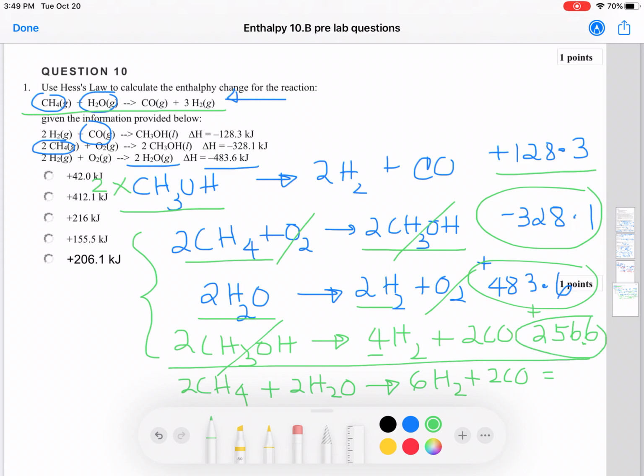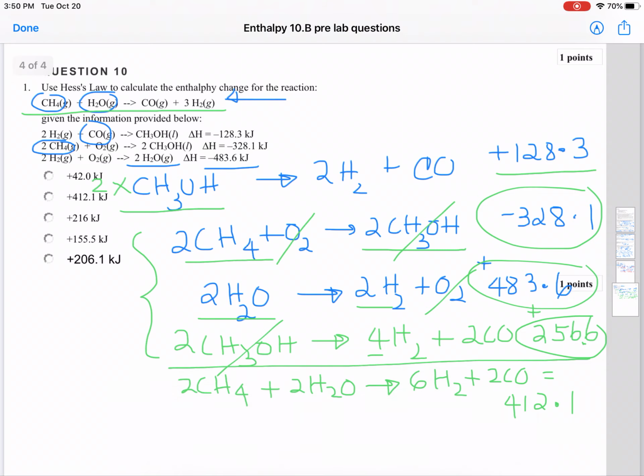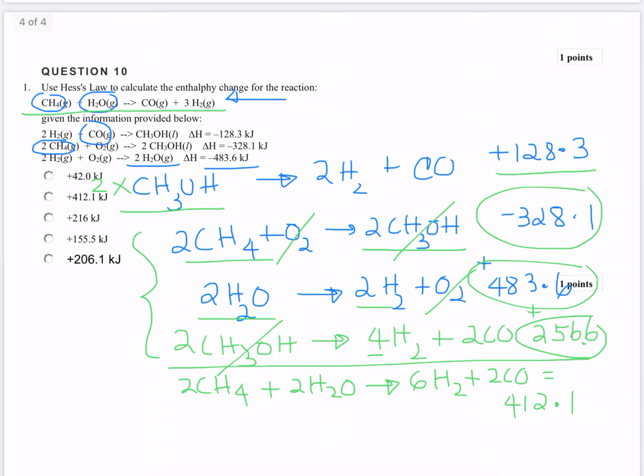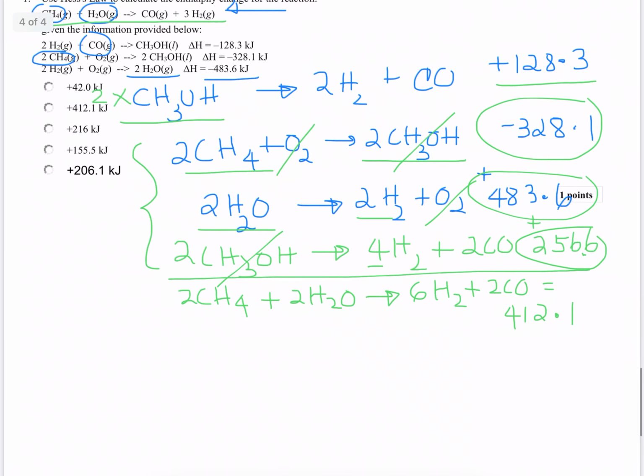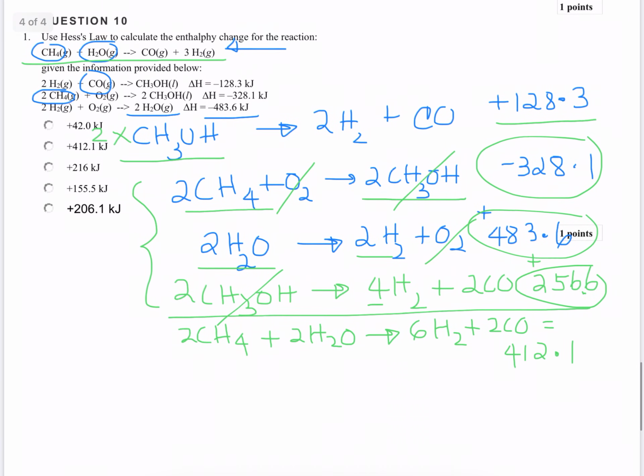Negative 328.1, positive 483.6, positive 256.6. When you add them up, it would be 412.1 kilojoules. Okay, 412. We do have one answer like 412. But do you think 412 is the answer?